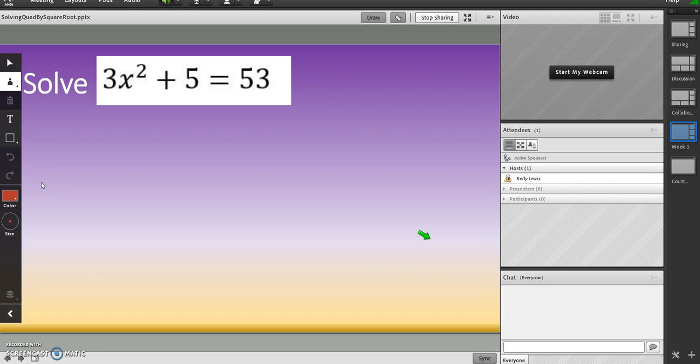All right, 3x squared plus 5 equals 53. So we're going to subtract 5. We get 3x squared equals 53 minus 5, which is 48.